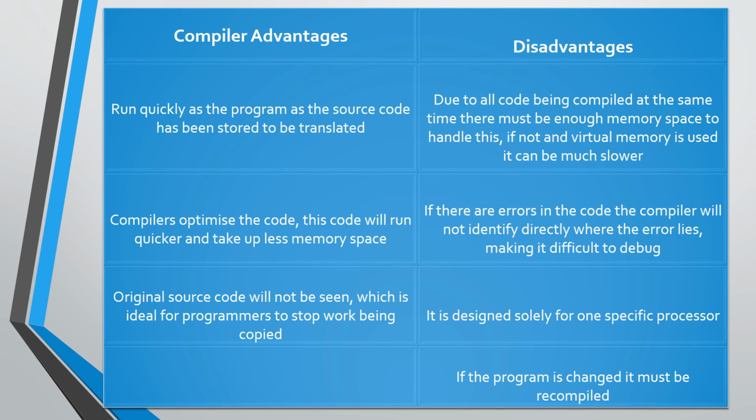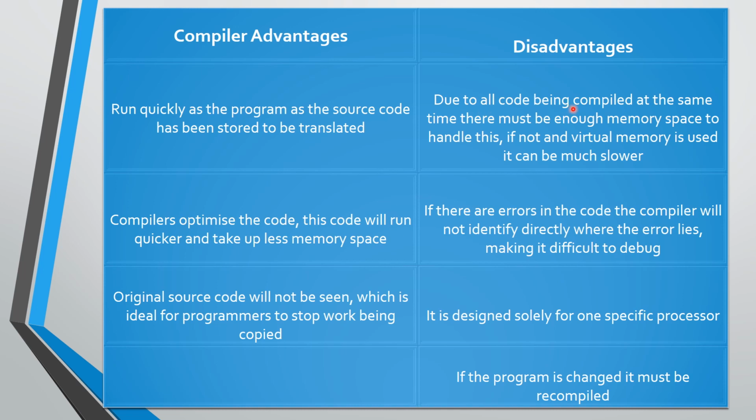Compiler will run quickly as the source code has already been translated. The compiler optimizes the code, so this code will run quicker and take up less memory space. The original source code will not be seen, which is ideal for programmers to stop their work being copied. And there are some disadvantages.